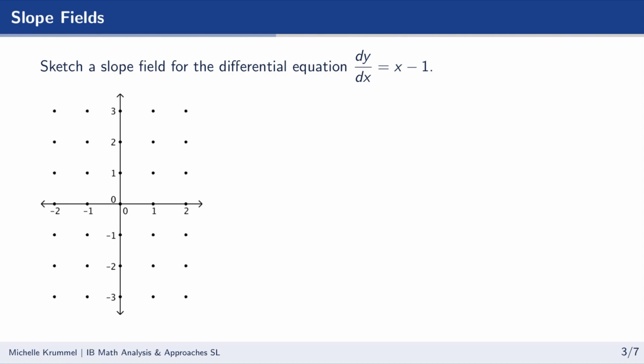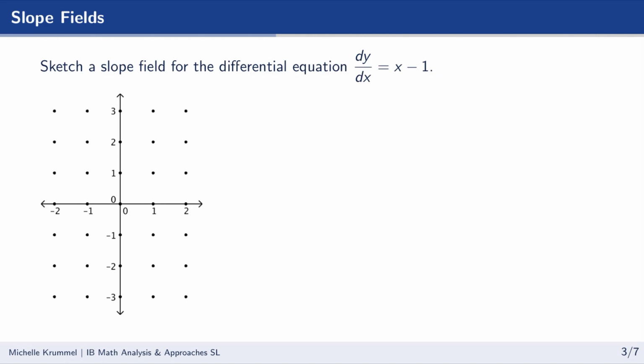Now there's something interesting about this differential equation. The slope is just equal to x minus 1. There's no y variable there. The slope is solely dependent upon the value of x, and it is not influenced by the value of y. So the y coordinate is insignificant. It's only the x coordinate that's going to determine the slope.